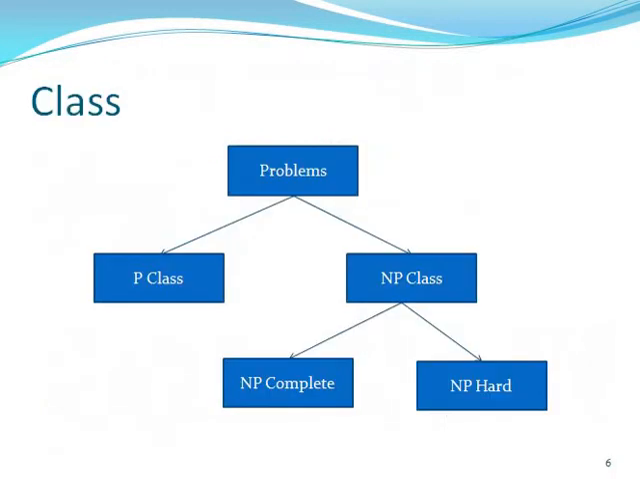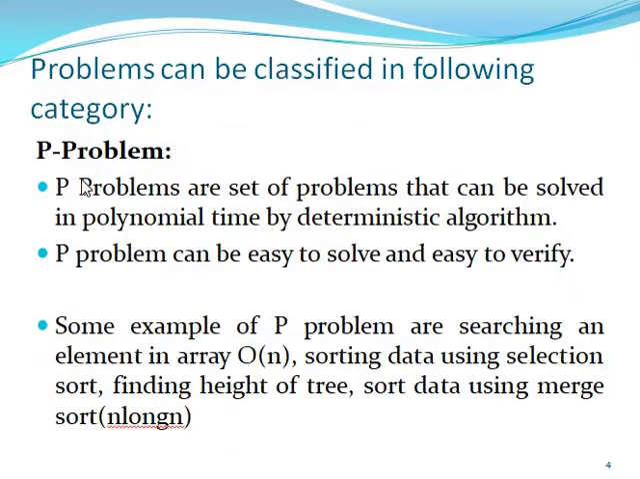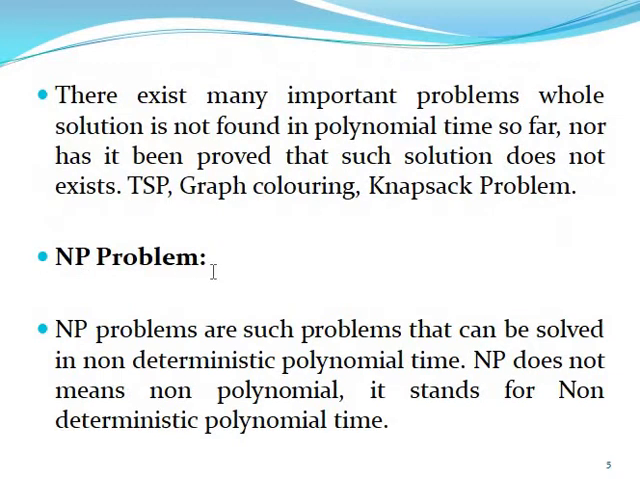Now, what is the NP completeness problem? We can review what P problems and NP problems are. The P problems are those whose solution can be found in polynomial time. They are the set of problems that can be solved by some polynomial deterministic algorithm easily. It is called the P problems. And now, what are NP problems?